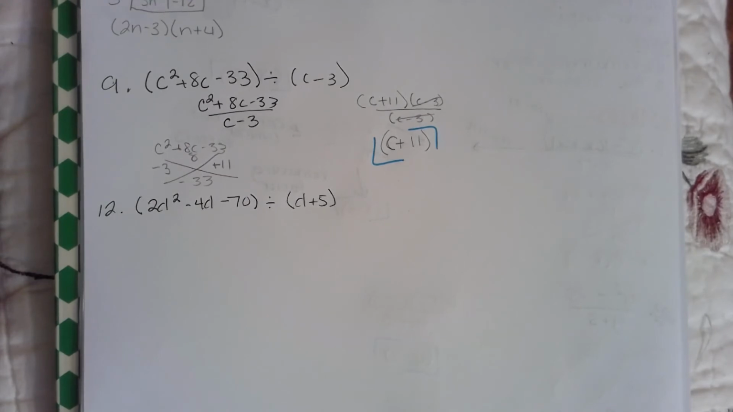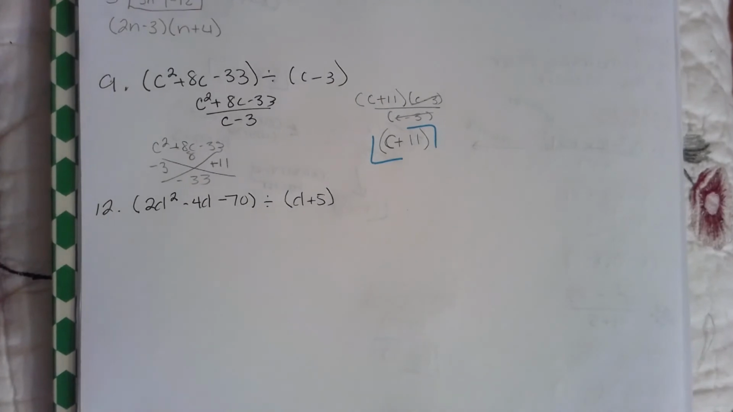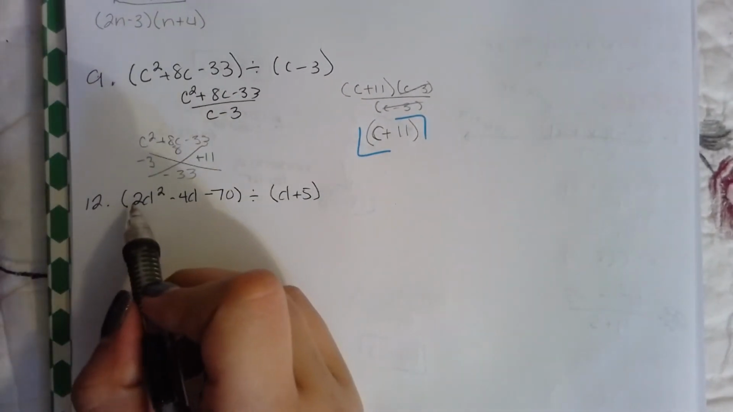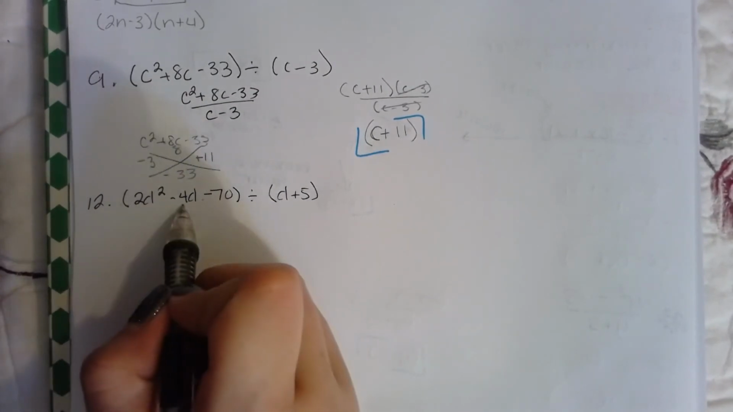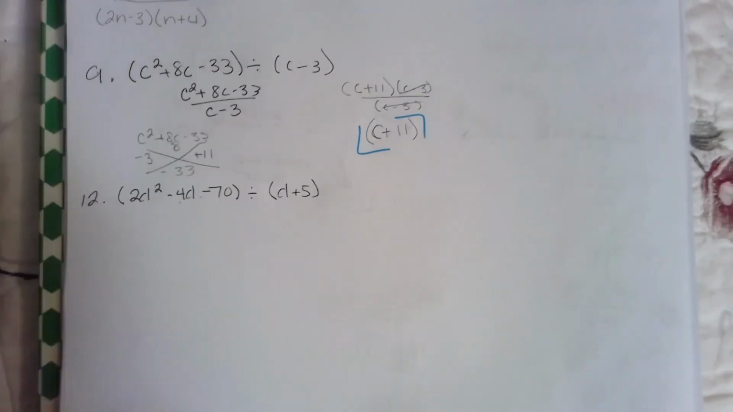I want you to notice, this is a trinomial. It does have a term greater than 1 in the front, but all of these are even. So 2 goes into 4 2 times, 2 goes into 70 35 times. So if you factor out a 2 at the beginning, that leaves you with d squared minus 2d minus 35.